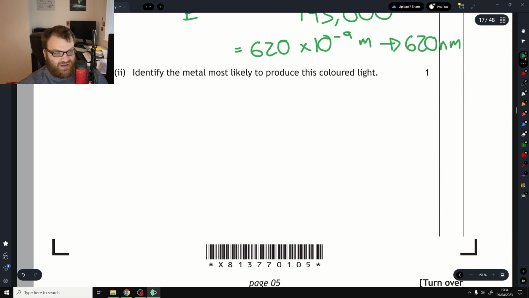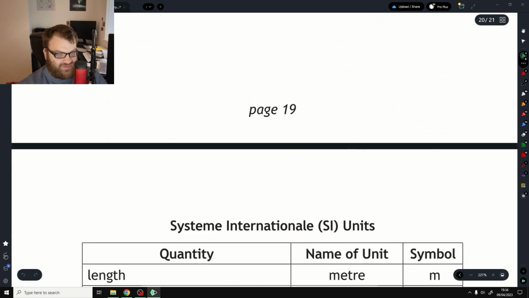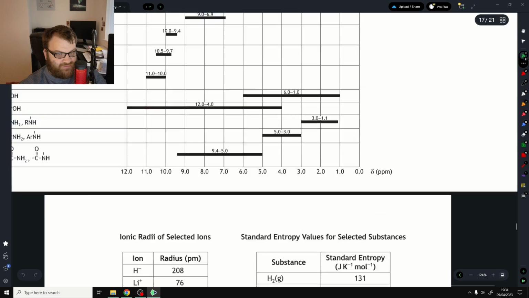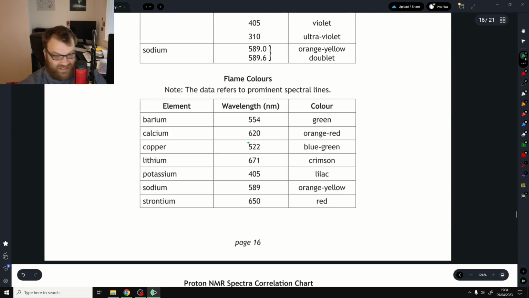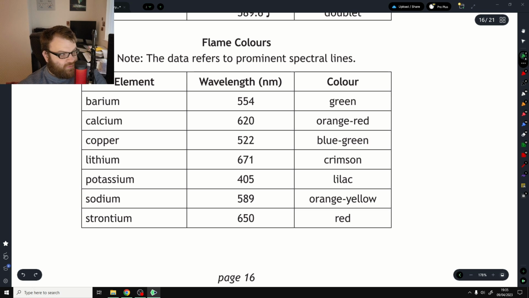We're asked to identify the metal most likely to produce this coloured light, 620 nanometers. We can go to the data booklet. We're looking for flame colours, which we'll find on page 16. We have 620. Calcium matches 620, giving us our answer there.